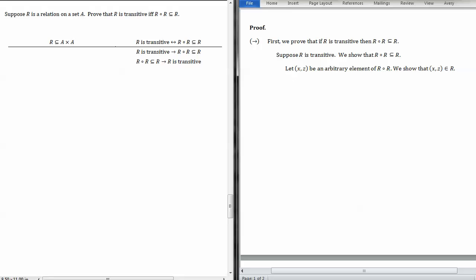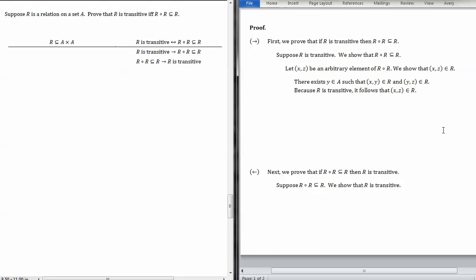And how are we going to do that? Well, we know XZ is in R composed with R, so we know that there exists some Y in A such that, and I could say why not, but I'll be a little bit sloppy and just go ahead and say Y, which is fine, such that XY is in R and YZ is in R. And then once I have those, I can say because R is transitive, which I supposed up here, it follows that if XY is in R, YZ is in R, and R is transitive, then XZ is in R, which was my goal. So that finishes that direction, not too bad.